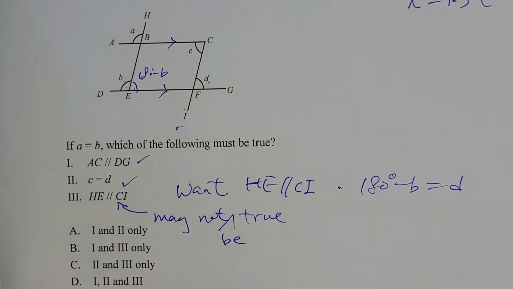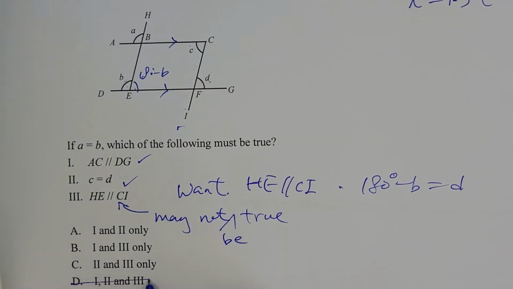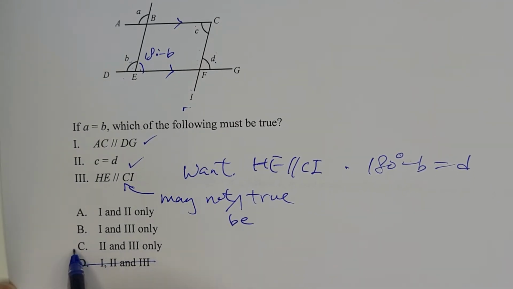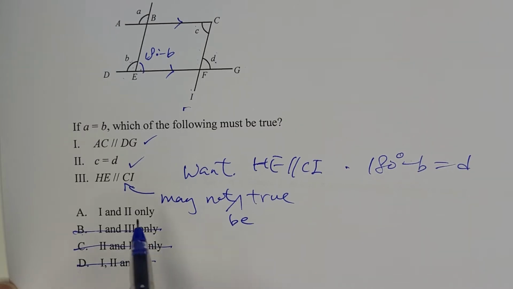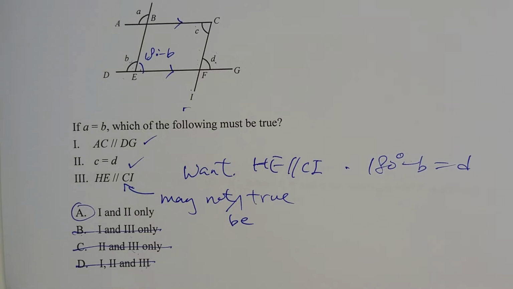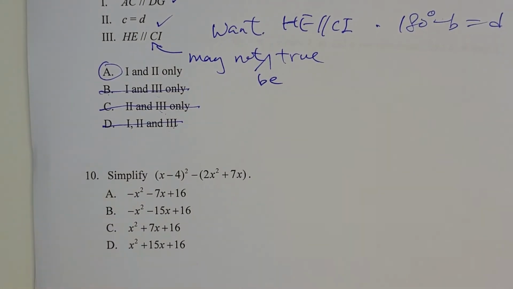be true. Okay, so we would not choose option B, would not choose C, would not choose D, because all of these have statement 3. Okay, we cannot make sure. So the final answer is A. And go to question number 10.